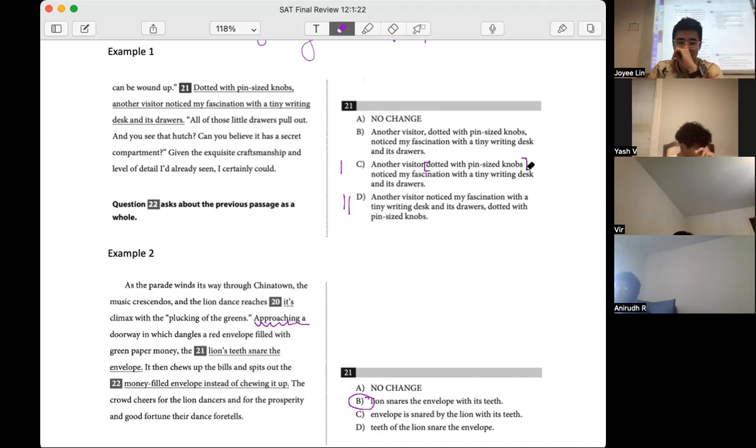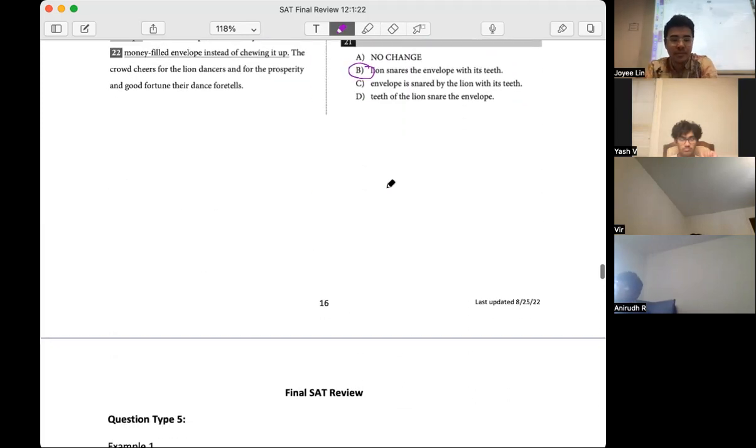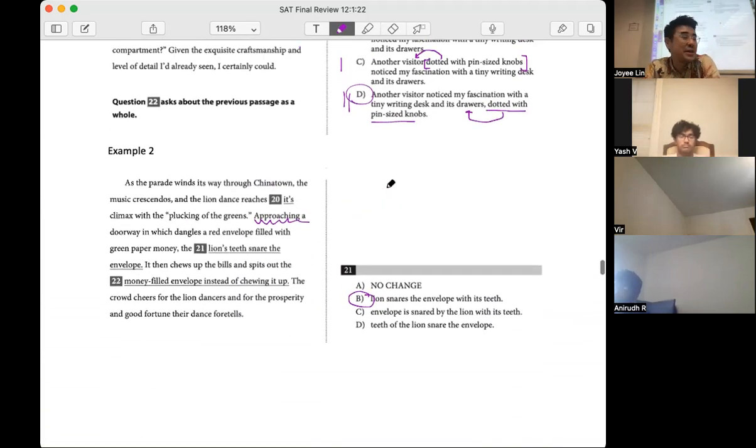Right? So this is the modifier. In English, you always place the modifier immediately before or immediately after the thing, usually indicated by a comma, not always though. The drawers were the things that were dotted with the tiny pin-sized knobs. Okay, so what should you do?